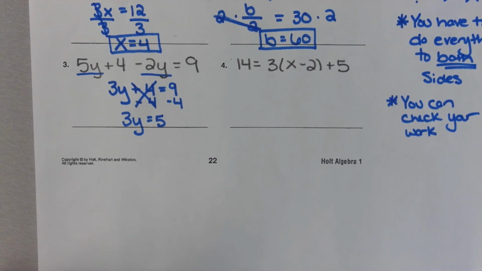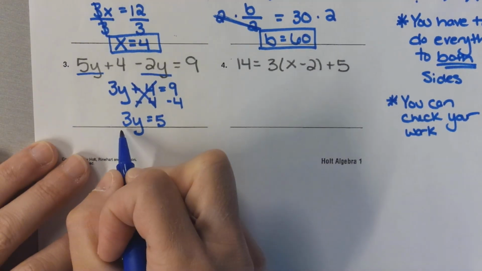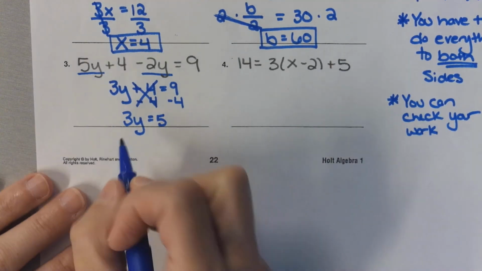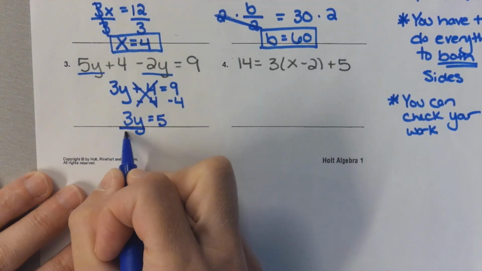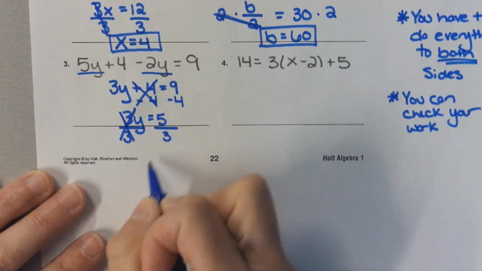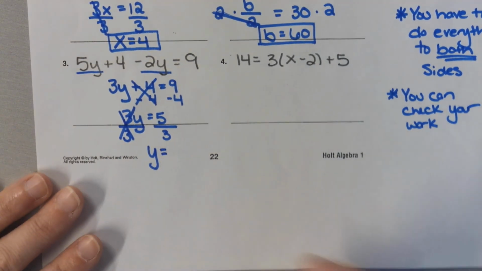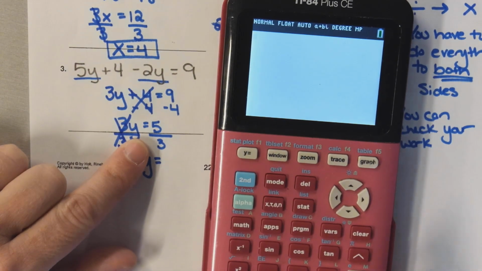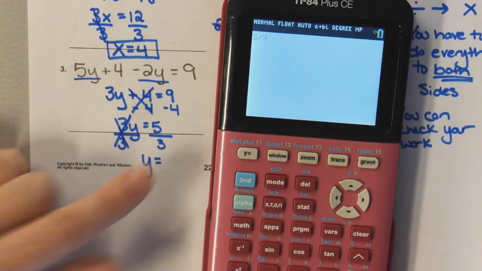What should I do next? Divide. So these two things, remember, when they're right next to each other means they're being multiplied. So the opposite of multiplying is to divide it away. So boom, gone. Y equals. All right, so now let's see what 5 divided by 3 is.